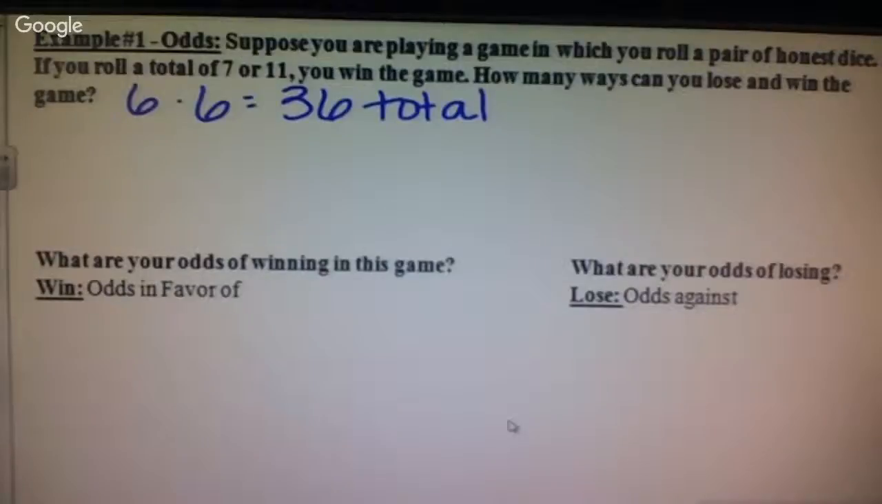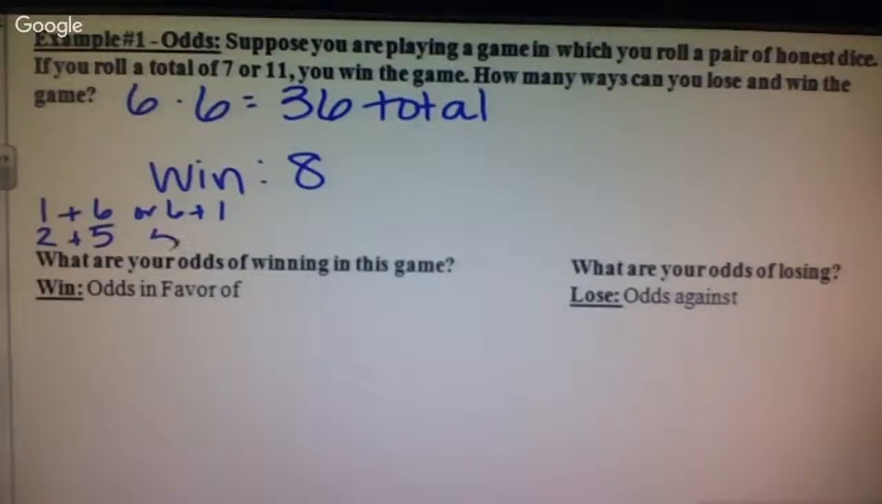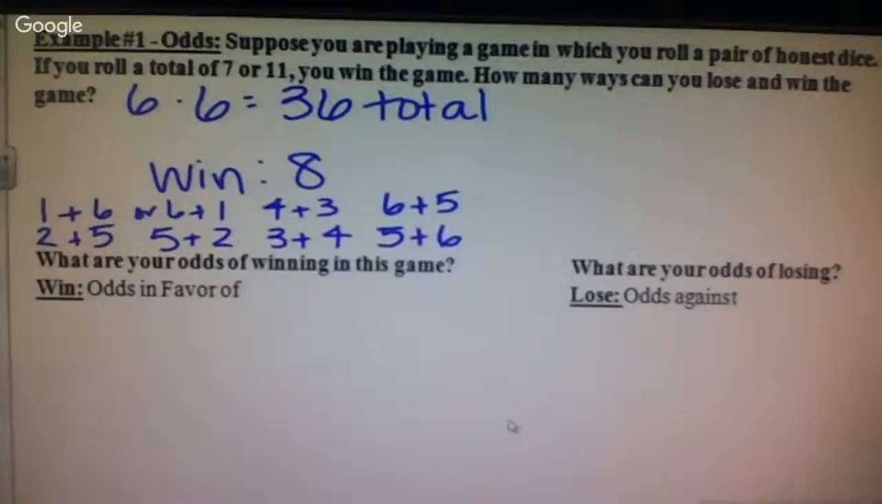Okay, I'm going to tell you, you can win 8 times. There's 8 ways you can win. There's 6 ways to get a 7 and 2 ways to get an 11. Because your 7 can come from 1 and 6, or 6 and 1, 2 and 5, or 5 and 2, 4 and 3, or 3 and 4. Your 11 can come from 6 and 5, or 5 and 6. So those are your total 8 ways to win.